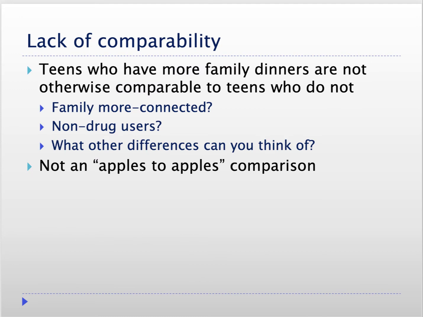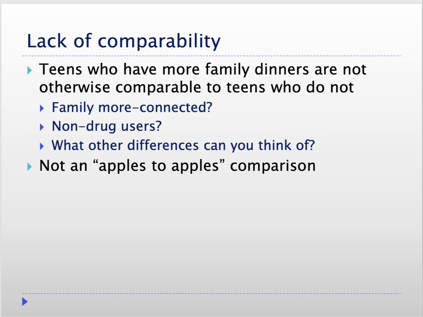Another way of looking at this is the lack of comparability between the teens who have more family dinners and the teens who have fewer family dinners. Maybe their families are more connected, the ones with the more family dinners. Maybe it's just that those are the teens who are non-drug users. You should think about what other differences you can think of. Because the basic problem we have is that this is not an apples to apples comparison.